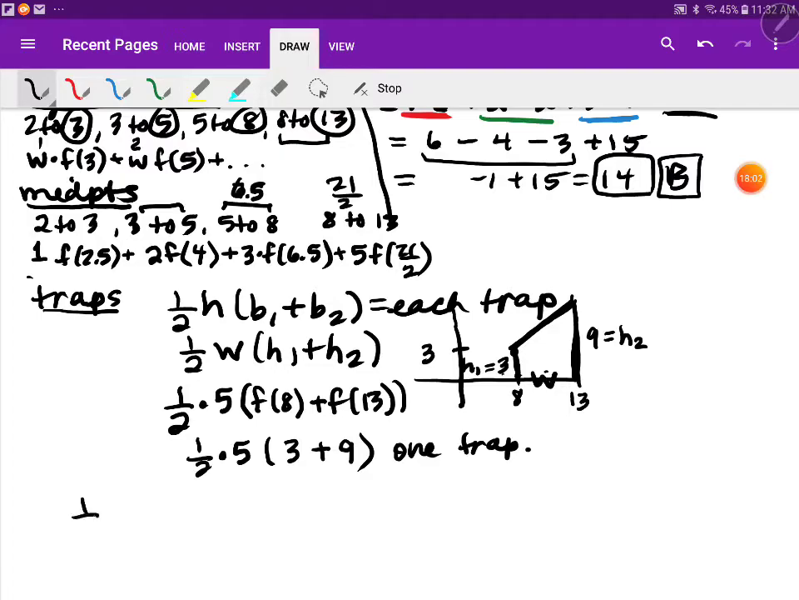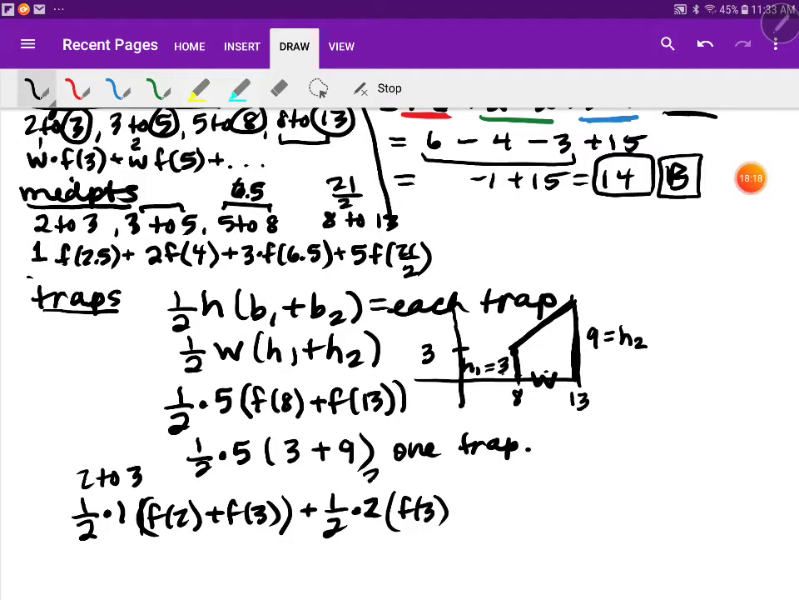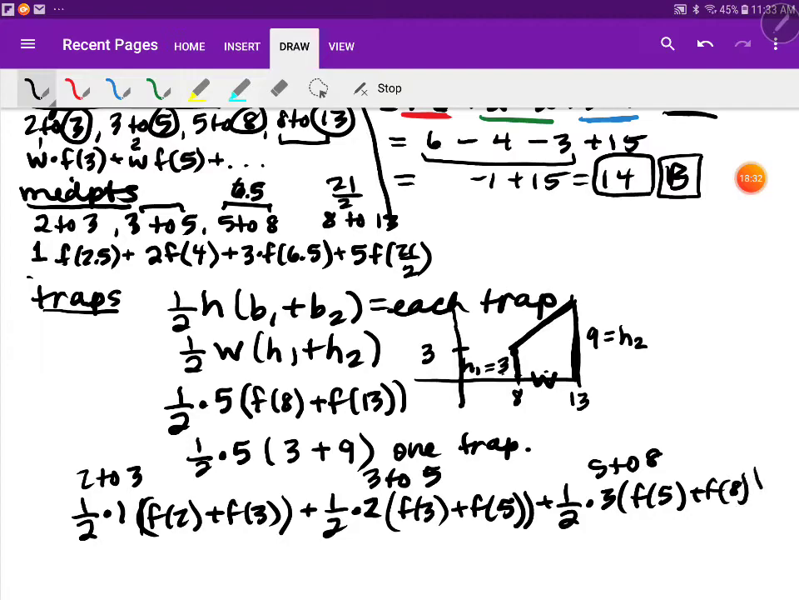So I would do 1/2, the formula for the trapezoid, the width, this is from 2 to 3, and then f of 2 plus f of 3. And then I do my next trapezoid, which has a new width. And then f of 3, this is for 3 to 5, f of 3 plus f of 5. And then plus 1/2, the width of 5 to 8 is 3, and then f of 5 plus f of 8. And then the last one would be 1/2, the width, 5, and then f of 8 plus f of 13.